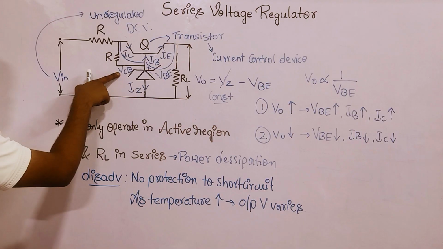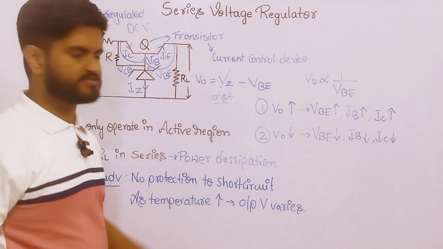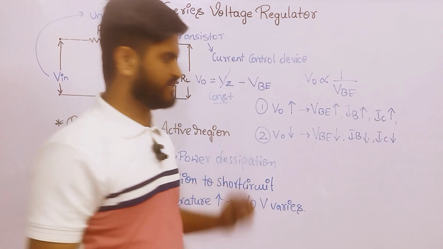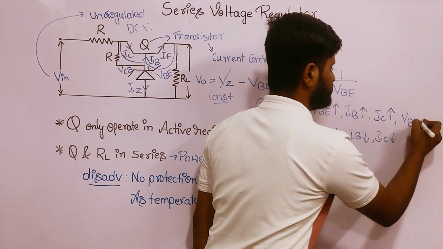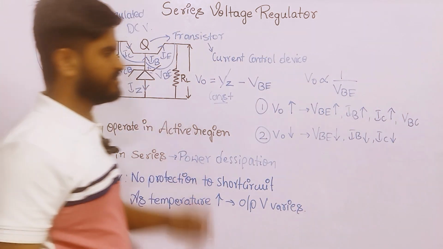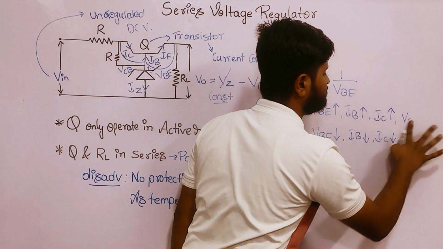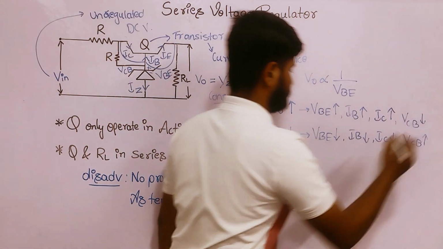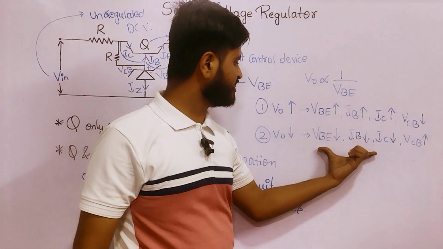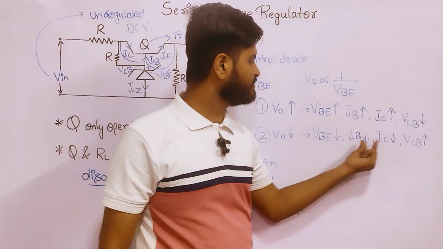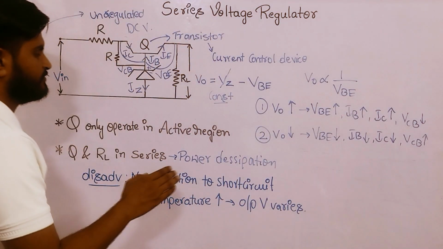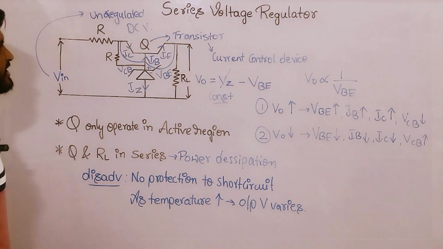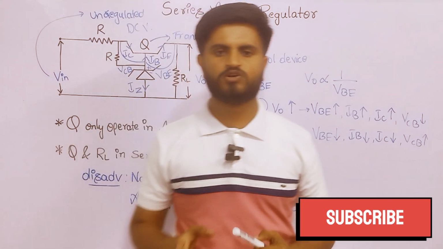Next, the voltage across the collector base junction will decrease, since the input current is increasing. VBC and VCB are the same, so let's write VCB itself. VCB will decrease in the first scenario and increase in the second. This is the only quantity which will be opposite. All others will be the same: VBE, IB and IC will be in the same direction. If they increase, all will increase; if they decrease, all will decrease. If you write this much in the exam, you will get full marks in the series voltage regulator.